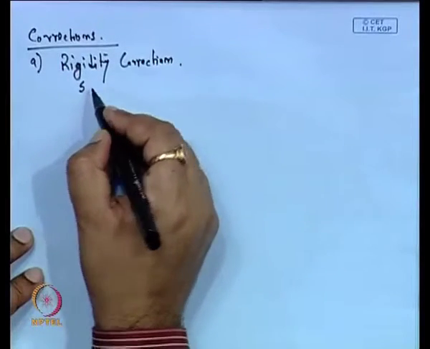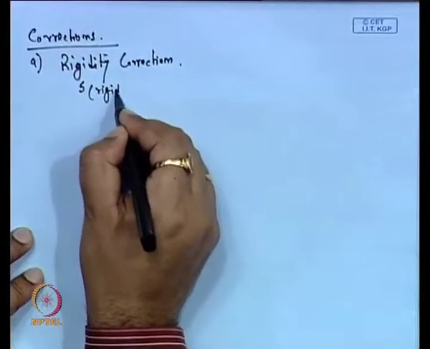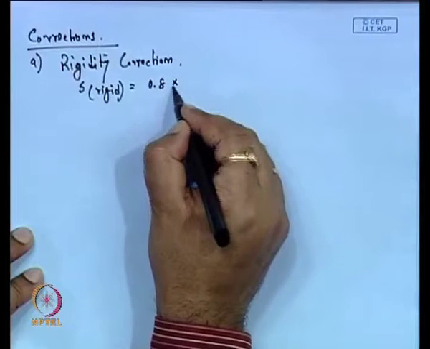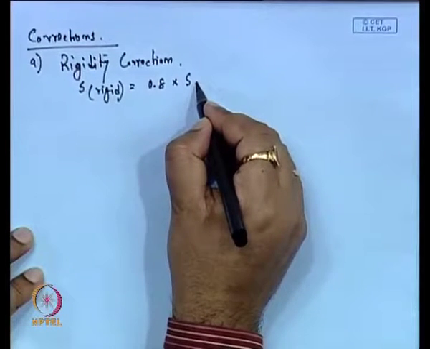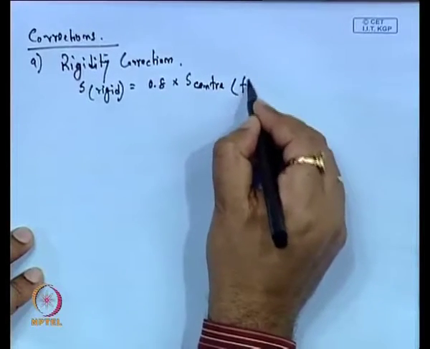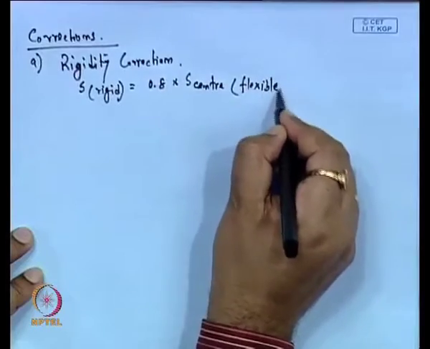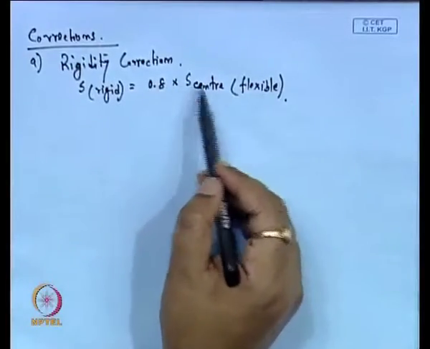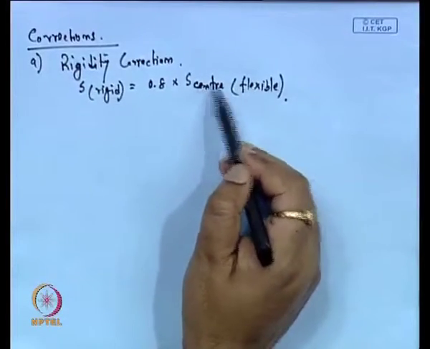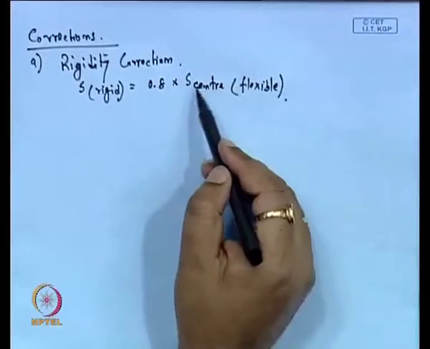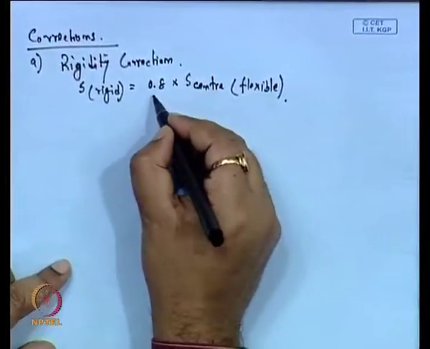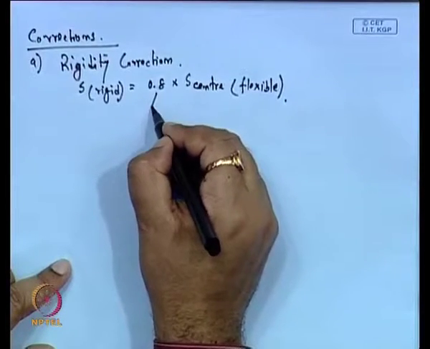So, S rigid is equal to 0.8 times S center flexible. As I mentioned, for the settlement of the rigid foundation, first we calculate the center settlement of the flexible foundation, then we multiply it by 0.8, and then you get the settlement of the rigid foundation. That means this 0.8 is the correction factor.